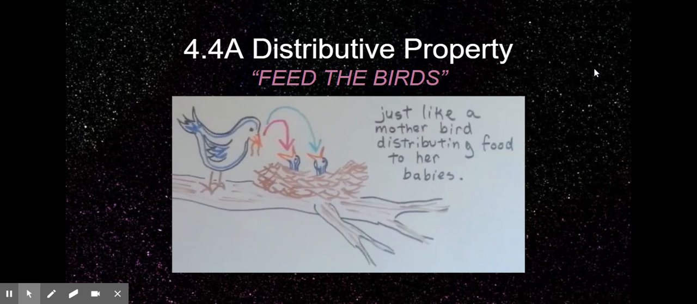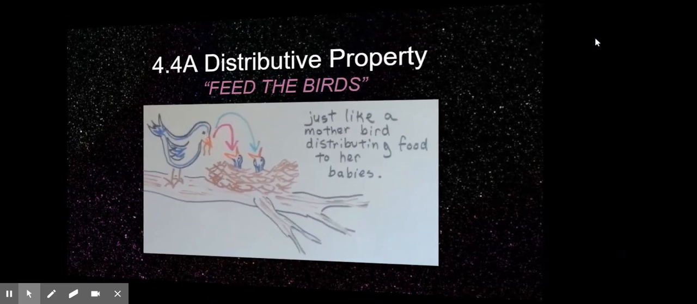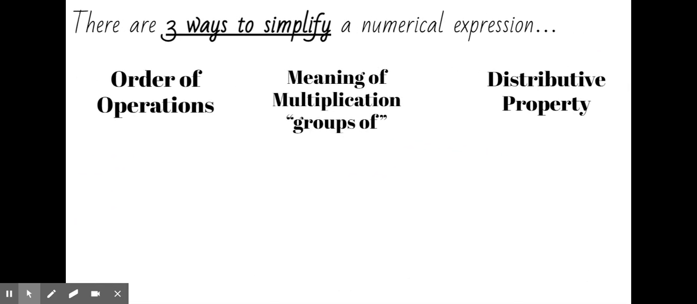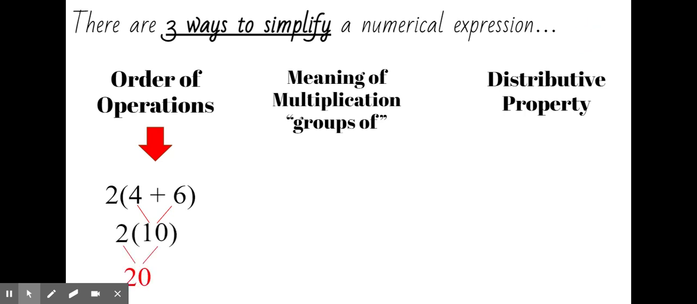We're going to begin by just taking a look at simplifying expressions in general. And then why do we need to use the distributive property? What's the purpose? There are three ways to simplify any numerical expression. You could first just use order of operations. So if I had the expression 2 times the quantity 4 plus 6, I could add the 4 and 6 first to get 10, and then multiply 10 by 2 and get 20.